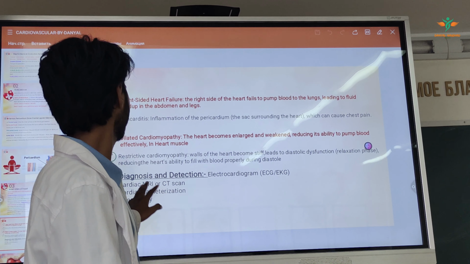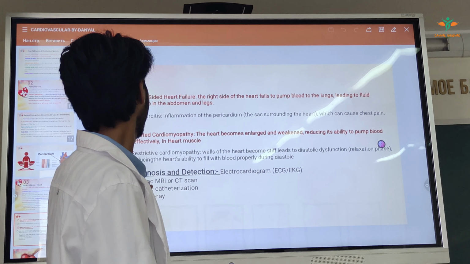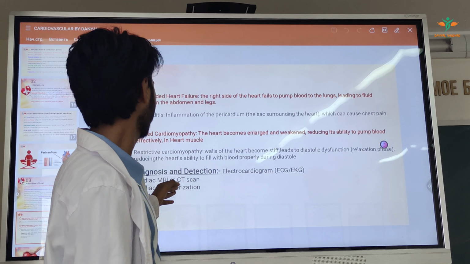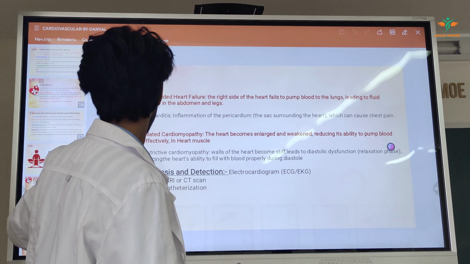And there are some diagnosis and detection methods: electrocardiogram, we all know ECG, and cardiac MRI, CT scan, cardiac catheterization, and chest X-ray.